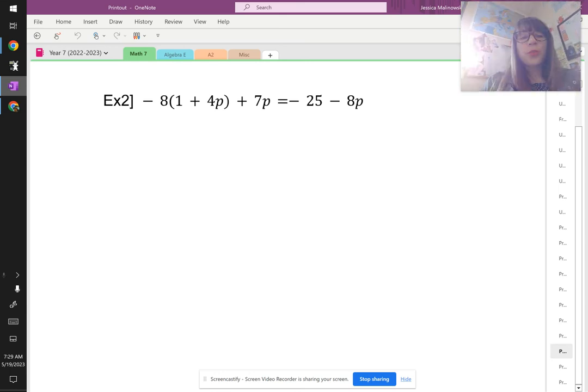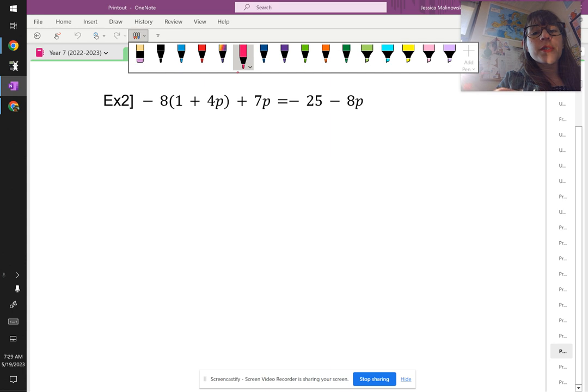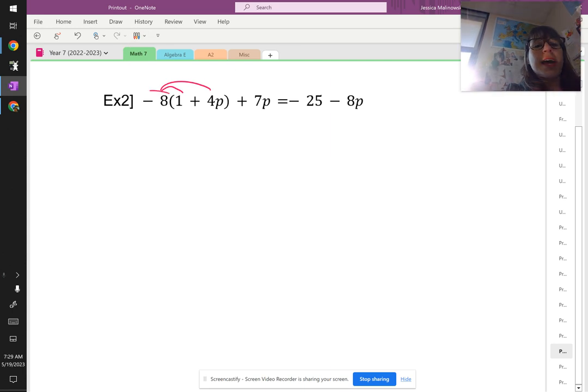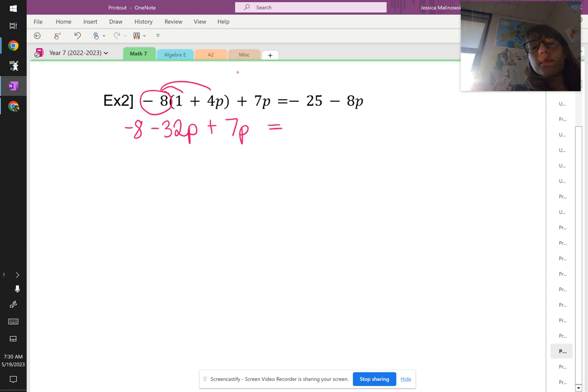Hey, example 2 for Math 7 Notes 10-2. So again, here we just have a little bit more complicated of an example. Still going to follow those steps and start with any distribution that I have going on. And I have to distribute that negative 8 to the 1 to get a negative 8. And negative 8 times 4p is a negative 32p. Carrying down the plus 7p and the other half of my equation.